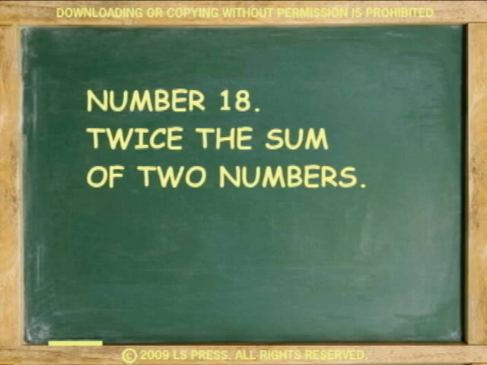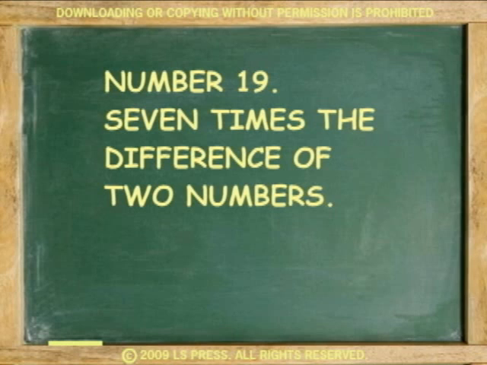Number 18. Twice the sum of two numbers. By now you should know that twice means 2 times. Now, if you twice a sum, first you must add the sum, then multiply. This requirement is met by putting the addition in parentheses and the 2 in front of it. So 2 times x plus y is the answer. Remember, x and y are two different numbers.